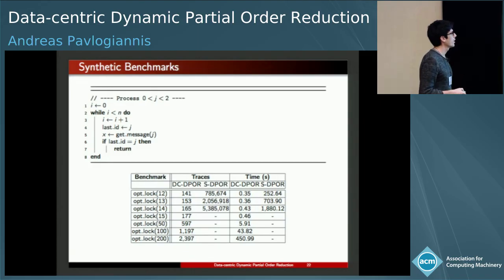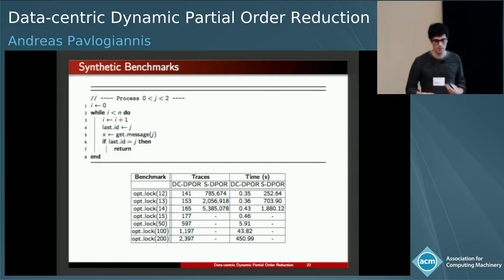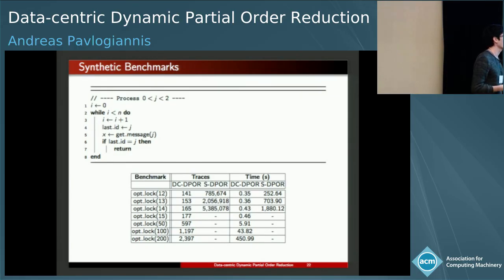Here we have a synthetic benchmark which mimics some sort of optimistic locking mechanism. So we have two processes, and each one of them will attempt to lock a number of times, and if it fails, it exits. So the numbers in the parentheses here show the number of attempts that you make. The middle column shows you the number of traces explored by each of the two methods. Right? So in our case, we have a much coarser partitioning than the Mazurkiewicz one. We explore much fewer traces, and this is also reflected in running time.